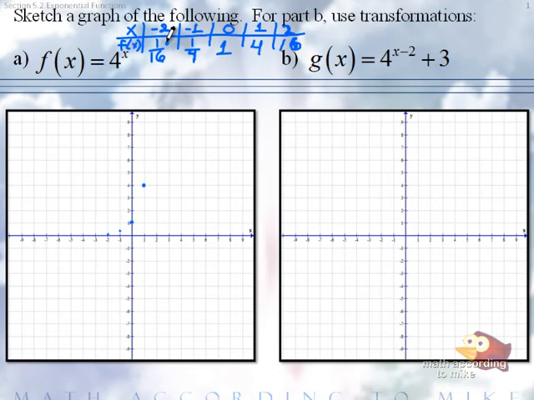So when you graph your exponential function, it's going to have that kind of shape. There's actually going to be 2 points that are very important, namely 0, 1, and 1, 4. We'll talk about y in a second.